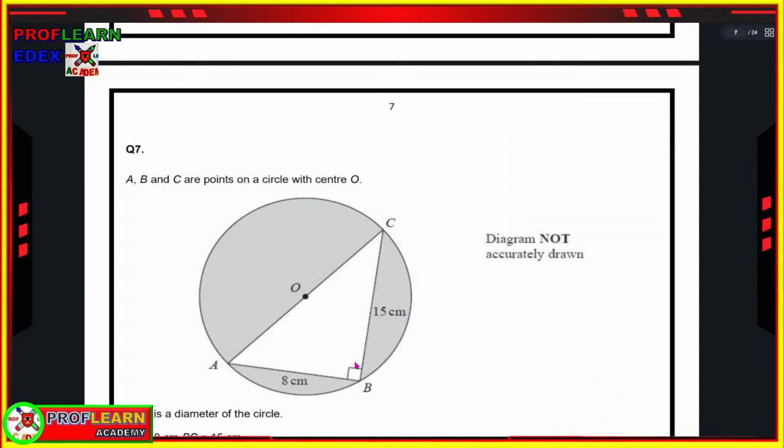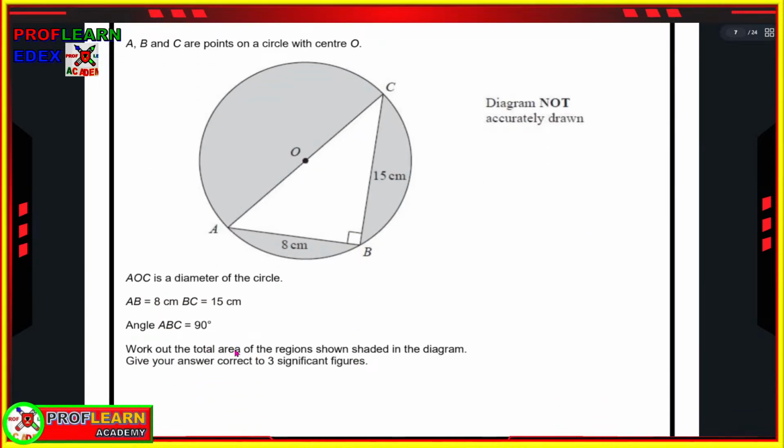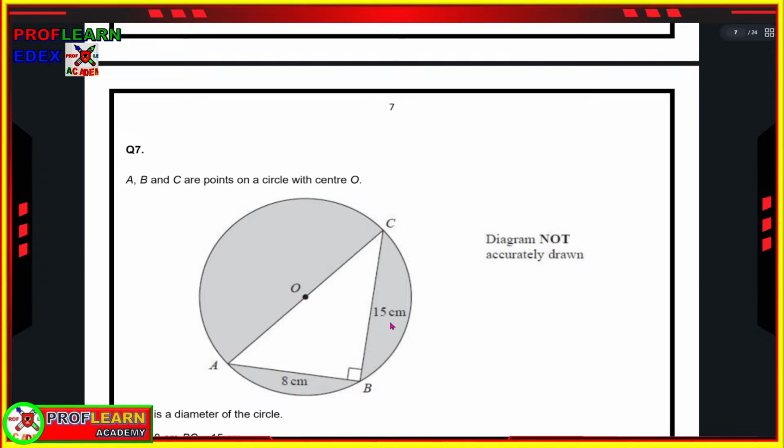In question number 7, we are told to work out the total area of the region shown shaded in the diagram. So the first thing that we need to work out is the radius of this circle, and for us to work out the radius, first we need to find AC. To find AC, it will be 8 squared plus 15 squared, and this is going to be what?